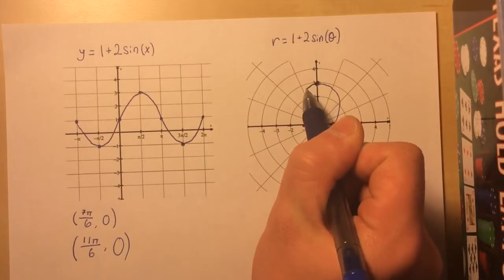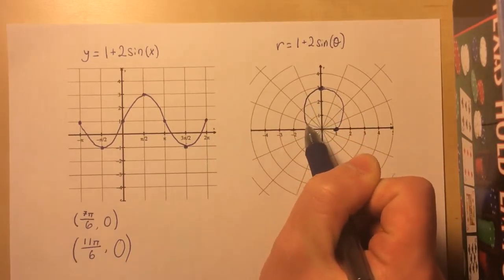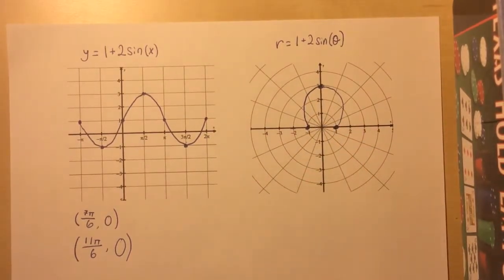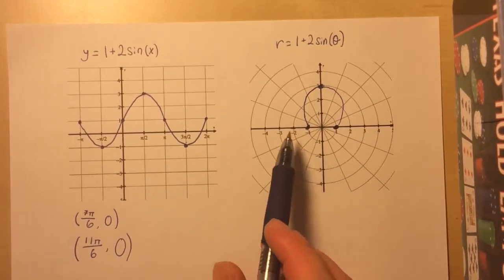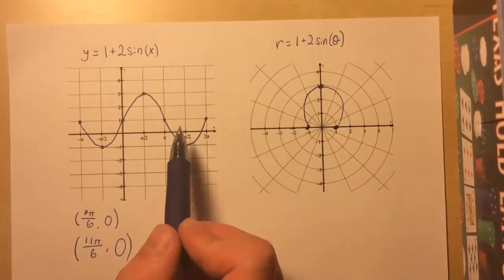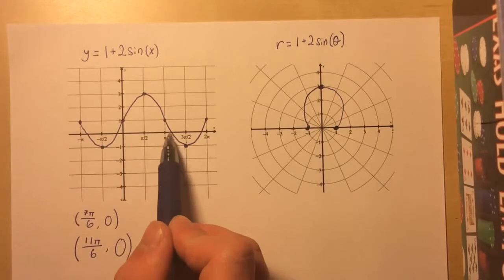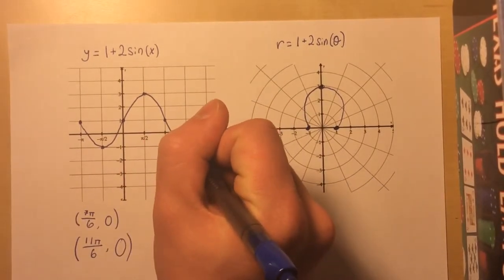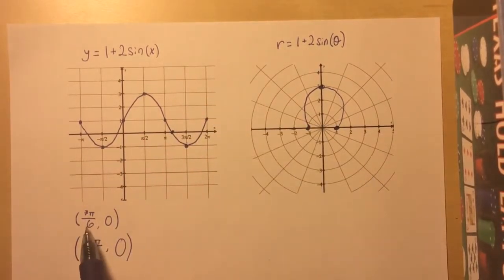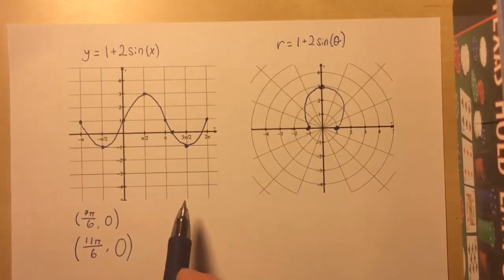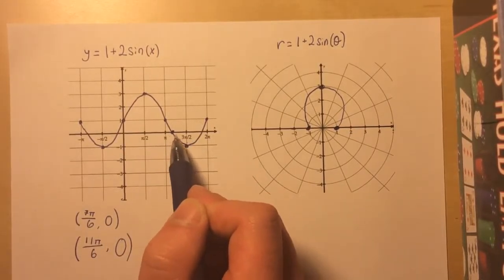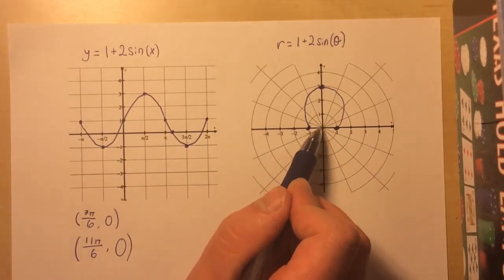So it's just going to look like that. So now let's look at this next part, which is from pi to this point right here, which is 7 pi over 6 comma 0. So this is an important point because it has an r value of 0. It brings us back to the pole.